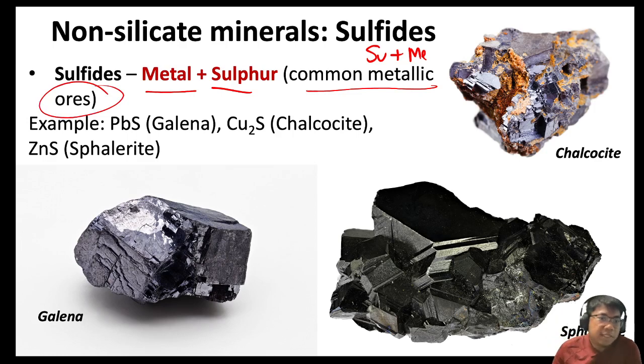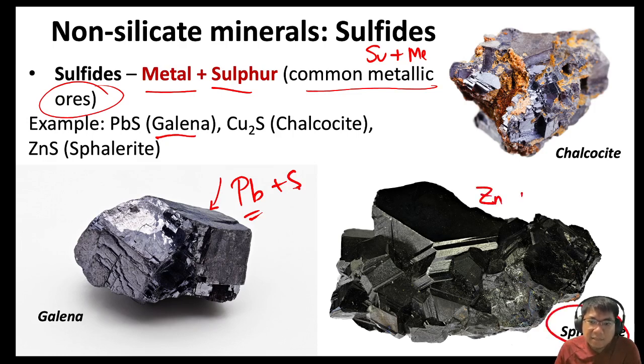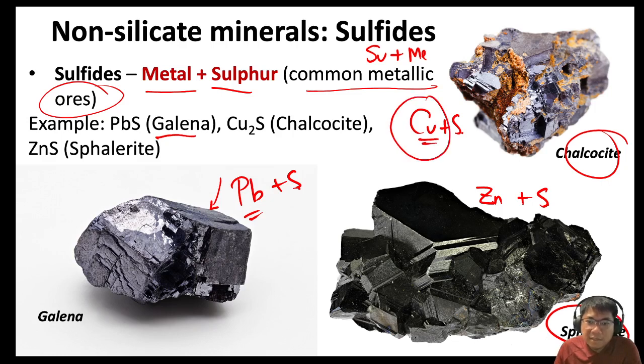So for example, we have minerals called galena. This guy here has lead and sulfur. We also have sphalerite right here. This mineral has zinc and sulfur. We also have chalcopyrite right here. Chalcopyrite has copper plus sulfur. Okay, so these are the stuff that people are looking for.